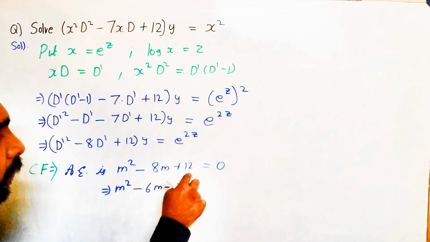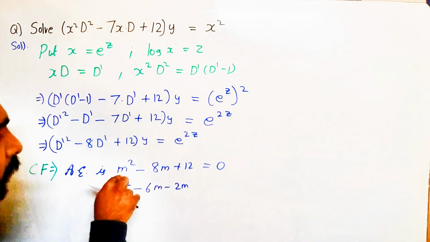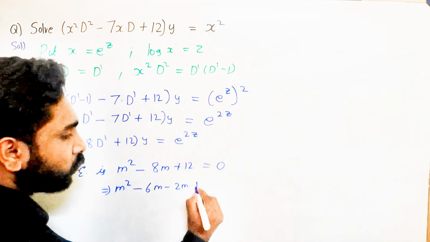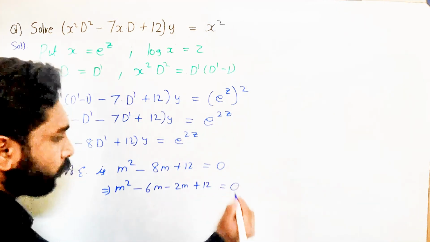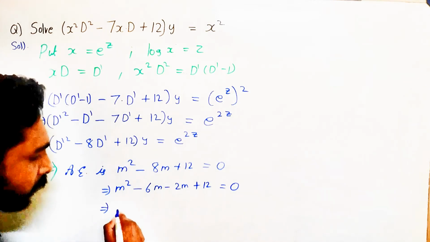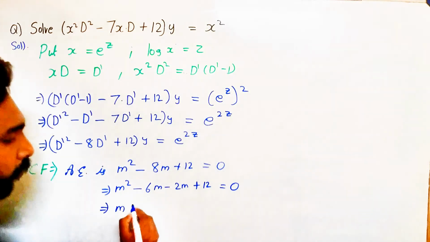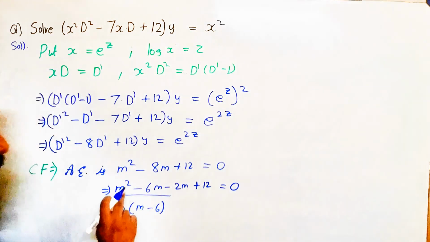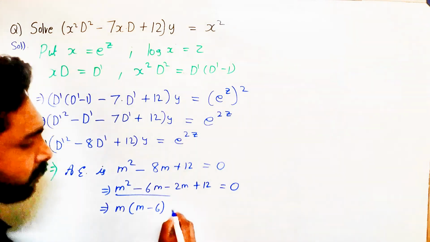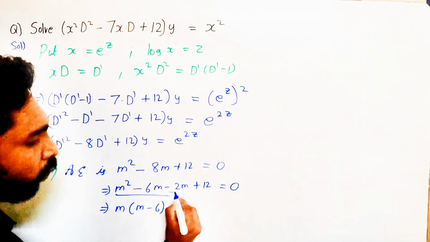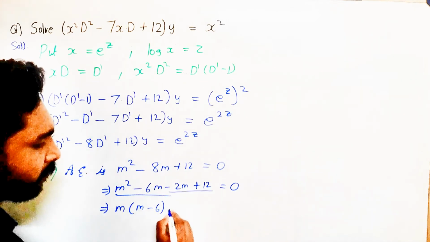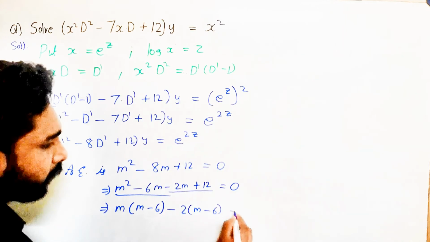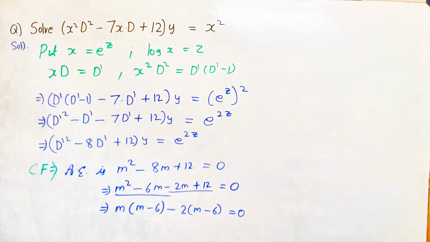And when these are multiplied, minus 6m into minus 2m gives 12m square, which means the multiplication of the first and the last terms. So these are the correct factors, plus 12 equal to 0. That implies, taking m as common in the first two terms, I can write m into m minus 6. Taking minus 2 as common in these terms, I can write minus 2 into m minus 6. That is equal to 0.